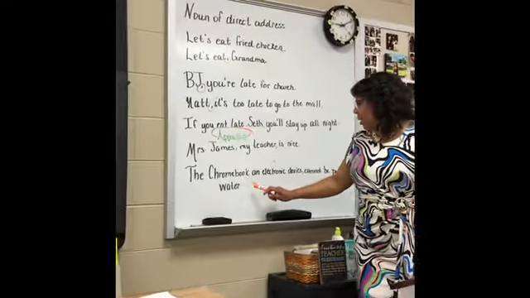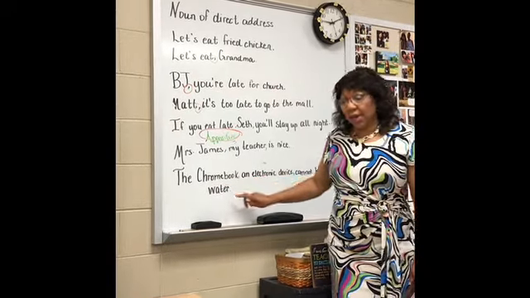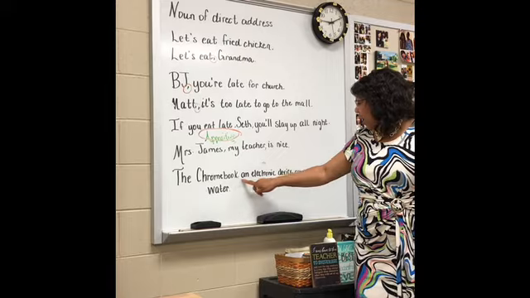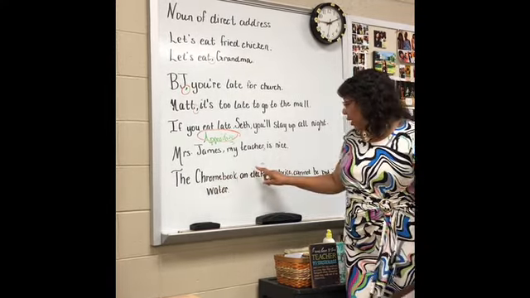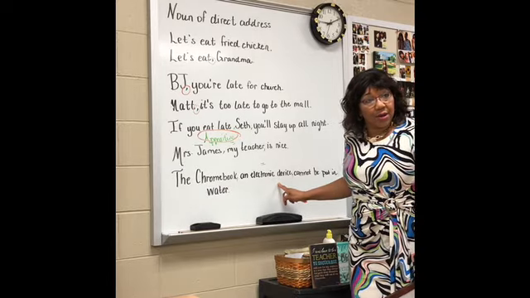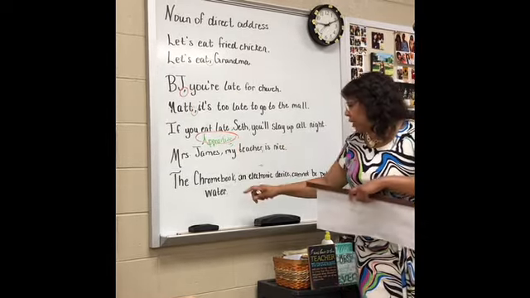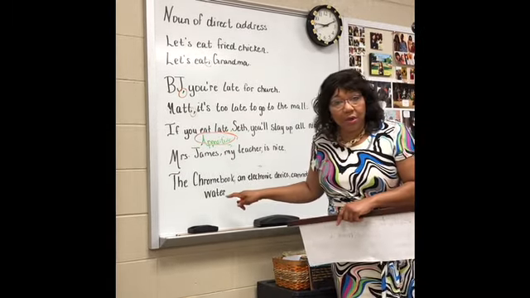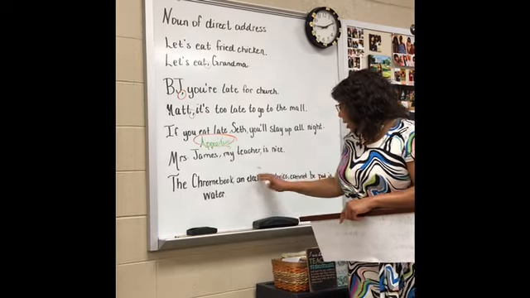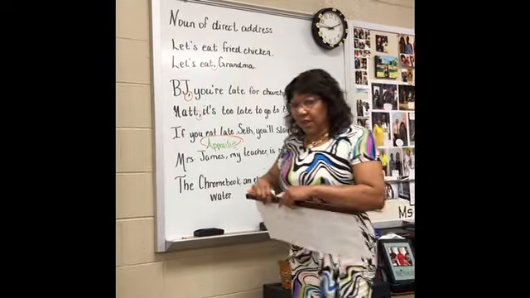The Chromebook, an electronic device, cannot be put in water. We're going to put a comma before an electronic device and after. Because guess what? The Chromebook equals an electronic device. You agree? So that's where it comes. An appositive renames a noun. So can we say the Chromebook cannot be put in water? Yes. Can we say an electronic device cannot be put in water? Yes.